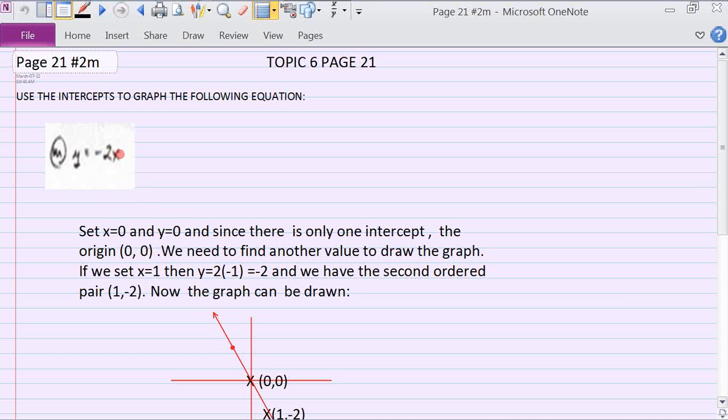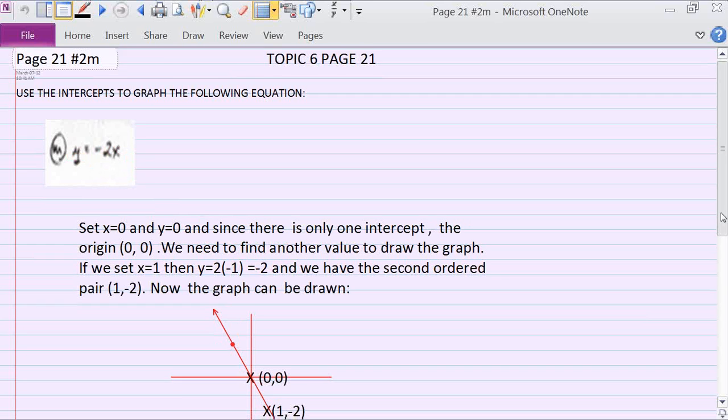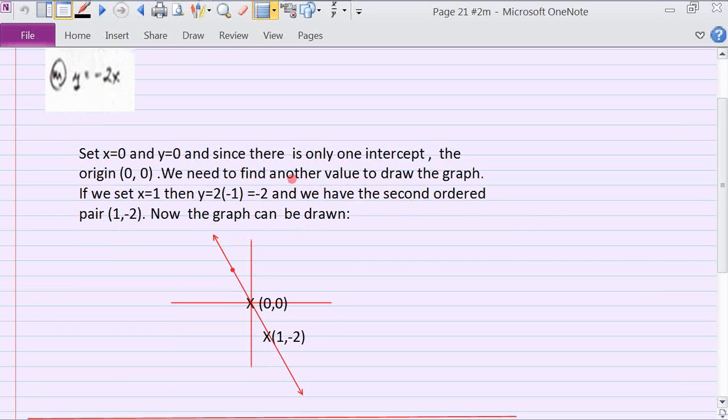I set x to 0, then y will be 0. If I set y to be 0, minus 2x equals 0, and x is 0. So I only have one point. So what I need to do is find another value to draw the graph. Just choose a low number for x. Y is equal to minus 2 times x, and we get minus 2.